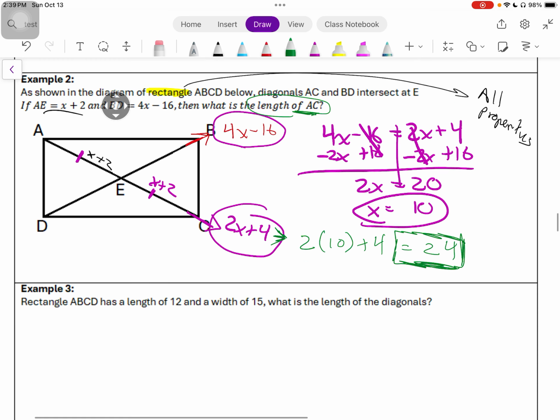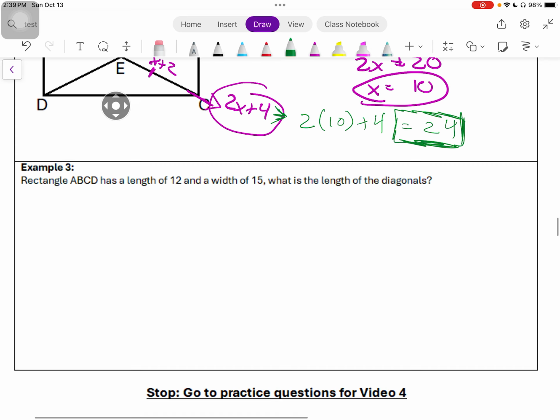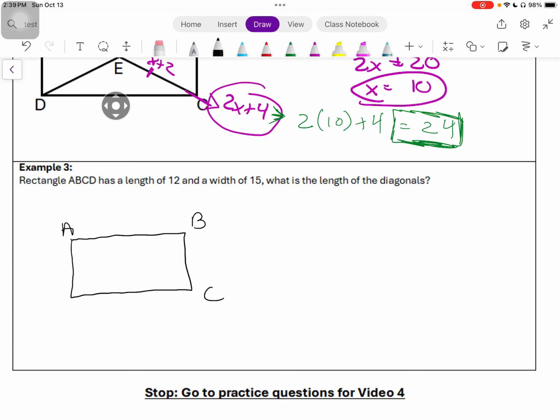All right, last one. Rectangle ABCD has a length of 12 and a width of 15. What is the length of the diagonals? So first thing, we got to draw this. And the key thing when you draw out quadrilaterals is that you go in order, meaning A, B, C, and D. Okay, so you always want to label your letters in order, right? In a clockwise or a counterclockwise direction. That's important.